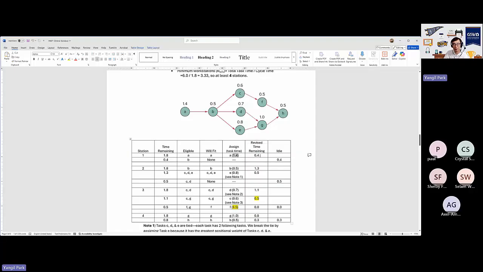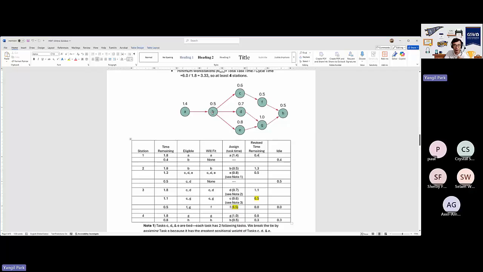Then how many minutes remaining? Since 1.4 minutes has been assigned, remaining 0.4. That's 1.8 minus 1.4. And if there's idle time, then you show the idle time. Okay, so that's how we're going to start. So start with A, then 1.4 minutes given, then remaining minutes is 0.4.